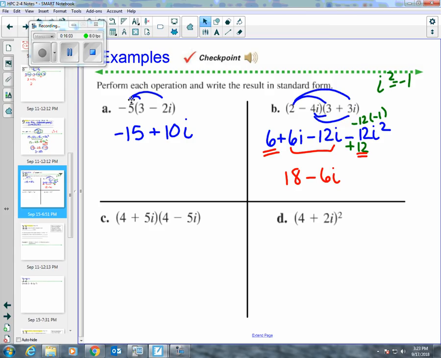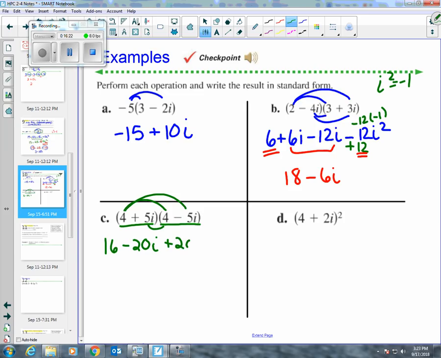Okay, I wanted you to notice what happens with letter C. See if you can notice what's true about these two binomials. They're identical except for what? Just their sign in the middle, right? Watch what happens when you multiply two binomials together where they're exactly the same except for their sign. So first would be 16. Outsides would be a minus 20i. Inside's a plus 20i. And then last would be minus 25i squared.